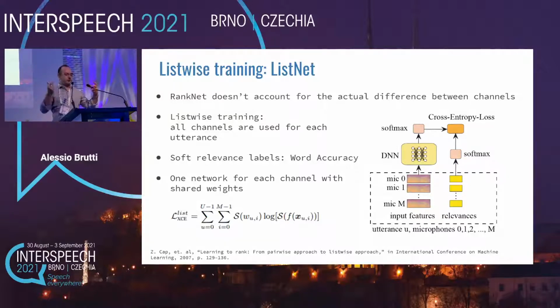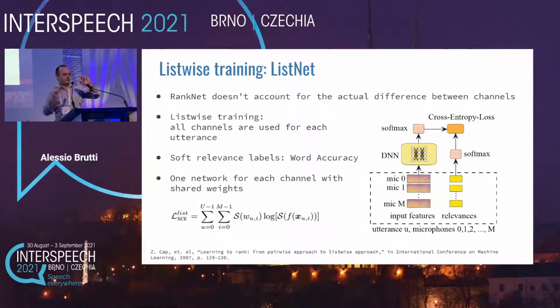So it's like list-wise training with respect to the pairwise training and the point-wise training, which was the first one, which I forgot to mention, sorry. So here, if we have M microphones, we have M networks with the same model shared weights as usual. We have the M outputs, and then we have the soft labels from the training set, again based on the word accuracy. And we can train the network using the cross entropy loss.